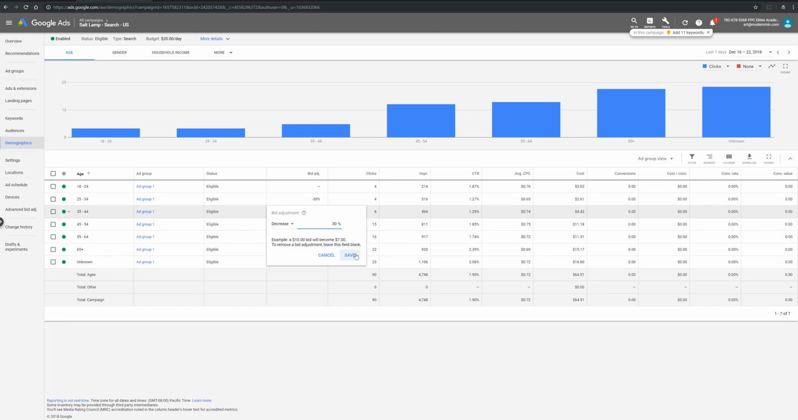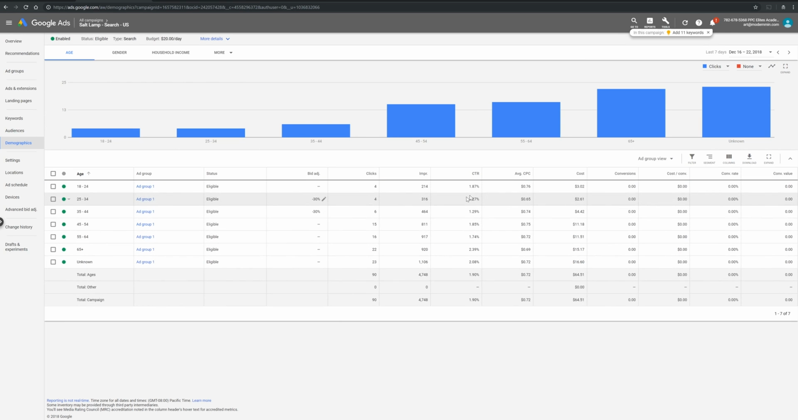All right. So if it's not that far off from maybe your highest click-through rate, then don't decrease it by more than 30%. But you just want to let Google know, hey, I'm not trying to spend as much on these people. I want to focus more of my budget on those who look most likely to convert.